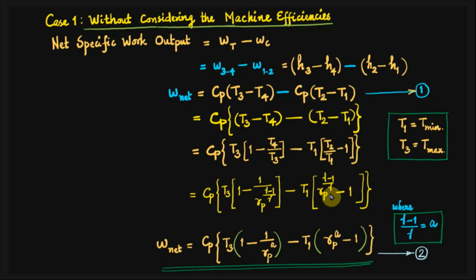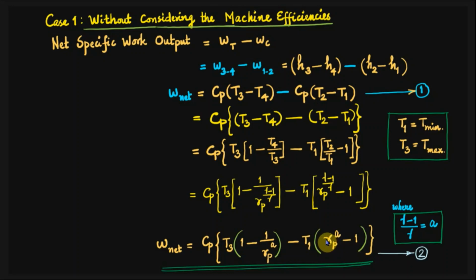In order to simplify our further procedure, we will replace this index gamma minus 1 by gamma by the letter A, because gamma minus 1 by gamma, after all, is a constant. Gamma is the ratio of specific heats. So we will replace gamma minus 1 by gamma by the letter A. So what you can get is W net is equal to Cp into [T3 into (1 minus 1 by Rp raised to A) minus T1 into (Rp raised to A minus 1)].